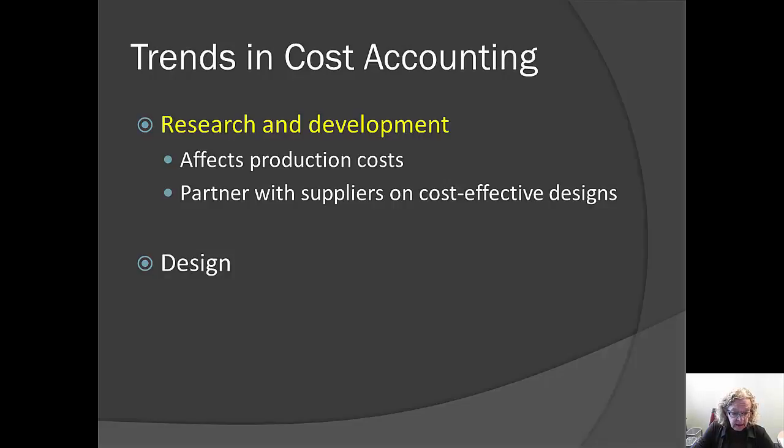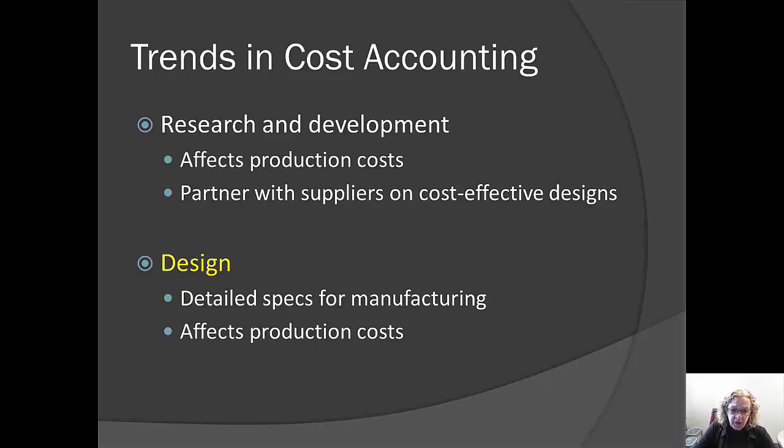Another way to compete is through design. That relates to the detailed specs for manufacturing our product. So, the way that we design our product is going to have a tremendous effect on how much it costs us to make the product. In addition, the way we design our product is going to have an effect on the quality of the product from the user's point of view.